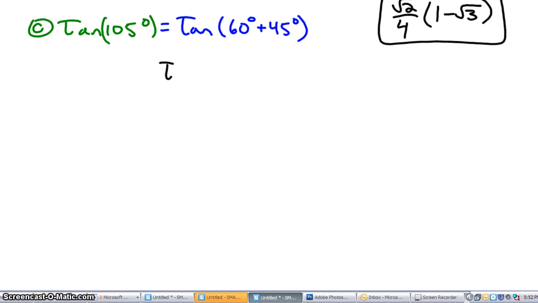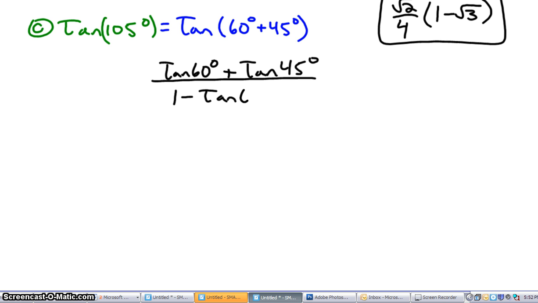We're going to take the tangent of 60 degrees. To that we're going to add tangent of 45 degrees. That will all be over 1 minus tangent of 60 degrees times tangent of 45 degrees. Okay, that's just reading it right off of my function table or my formula and substituting in tangent 60 and tangent 45. Now I'm going to substitute the actual values for each one of these.